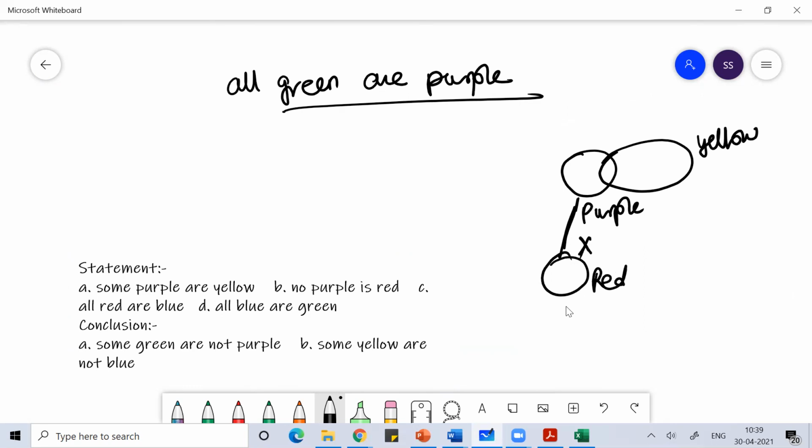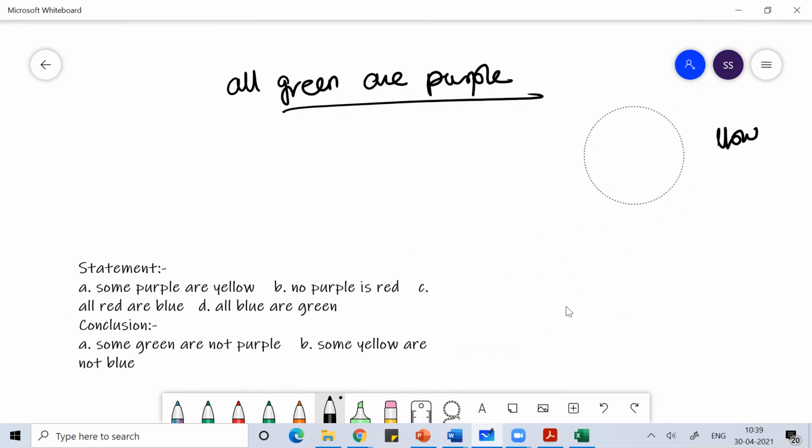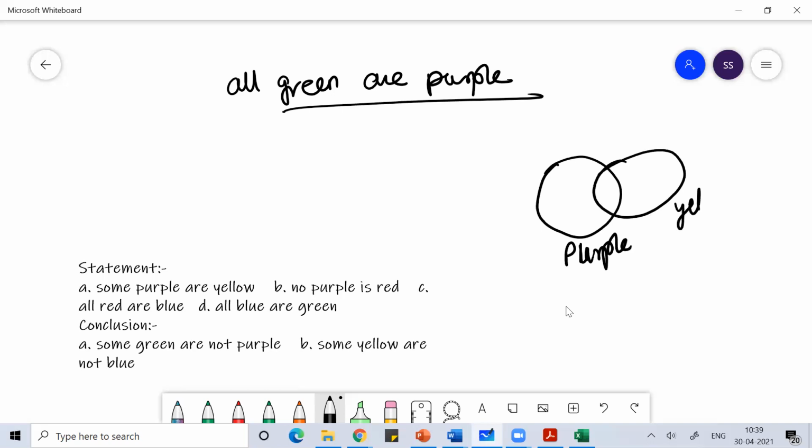All red are blue. All red are purple. Some purple are yellow. If you have green inside that, all green are purple.